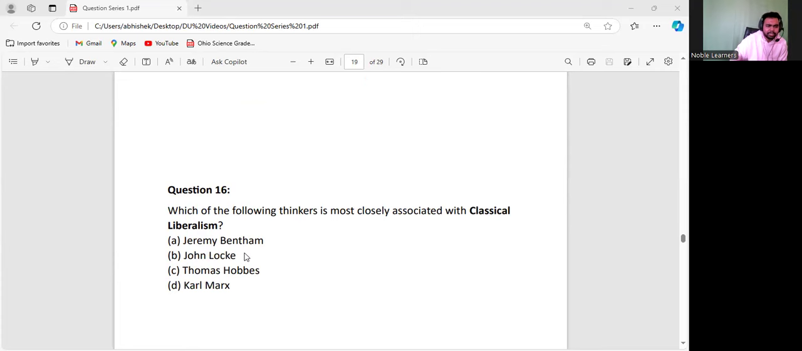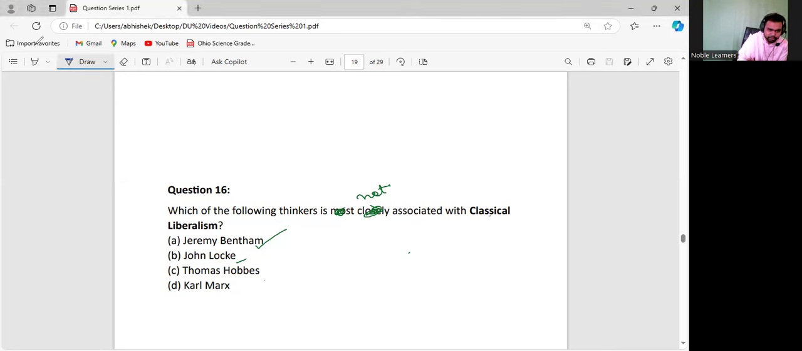Let me change this question a bit. It should be: which of the following is not associated? See, Jeremy Bentham is the founder of utilitarianism, and utilitarianism is a kind of classical liberalism only, a subtype of classical liberalism. So this is also correct if I ask who is associated with classical liberalism. In fact, Locke is called the father of it. Thomas Hobbes is also one of the first thinkers who talked about classical liberalism. So therefore, who among the following is not included?